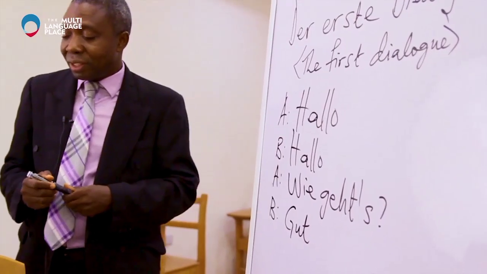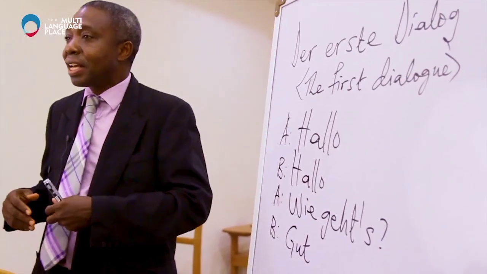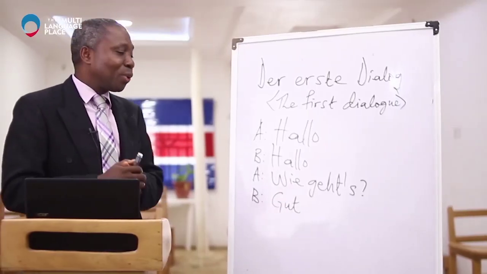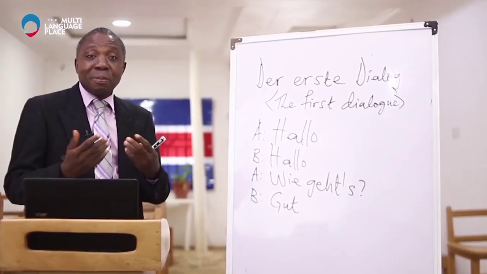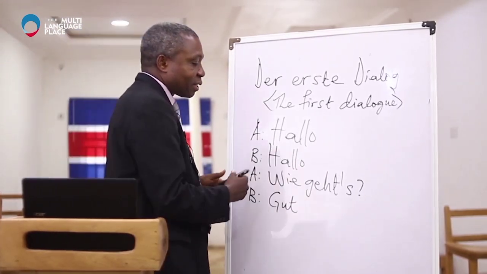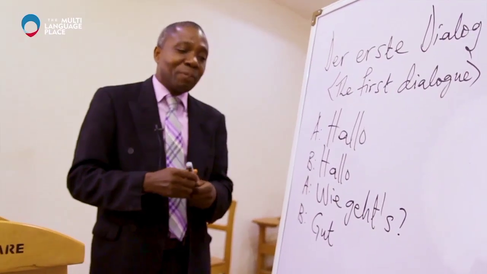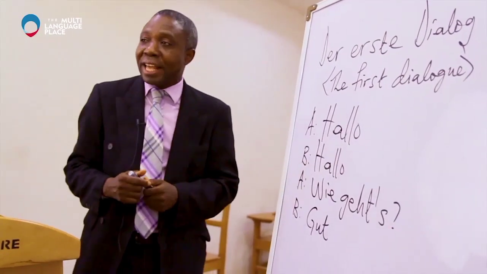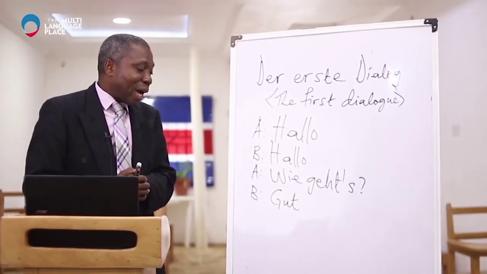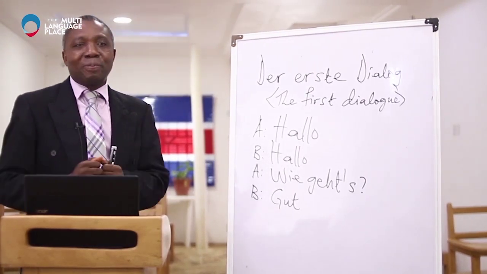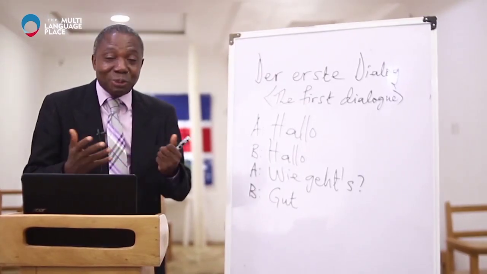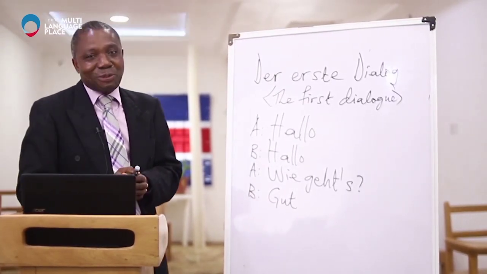At the informal level, so you have A says, hello. And then B responds, hello. And then A asks this important question, wie geht's? Actually, wie geht's, we'll talk more about that later. There's an abbreviation there, but for now, let's just take it like that. And then B says, good. And interestingly, within a few seconds, you have completed your first conversation.